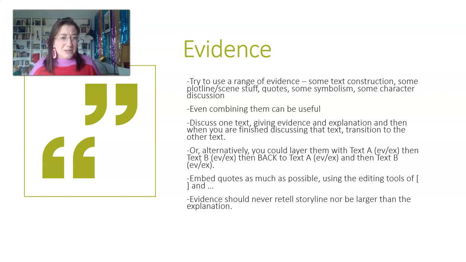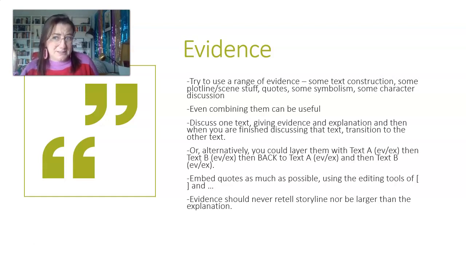You can talk about plotline and scene stuff. There's nothing wrong with that. So obviously that can be part of your evidence. Quotes obviously are always a big part. Talk about some symbolism stuff. In 7 Stages there is so much deliberate symbolism, particularly when using stagecraft stuff. So the projections, the props that are being used, all that kind of stuff. Very heavy symbolism. That's all evidence.